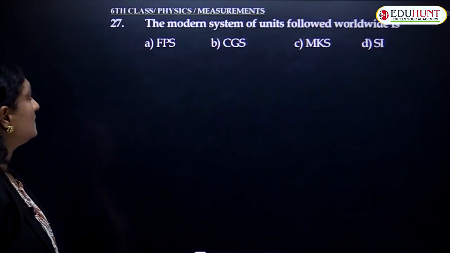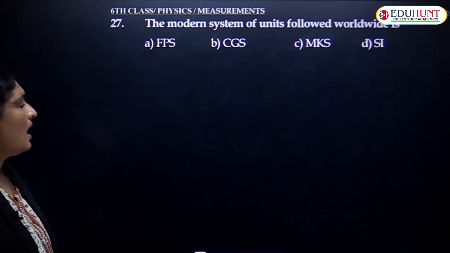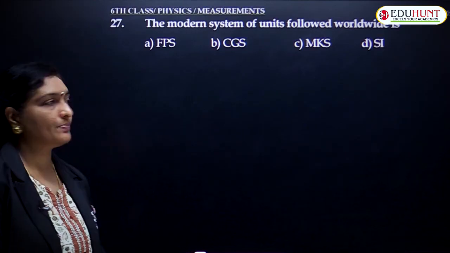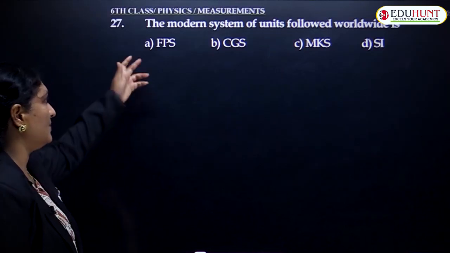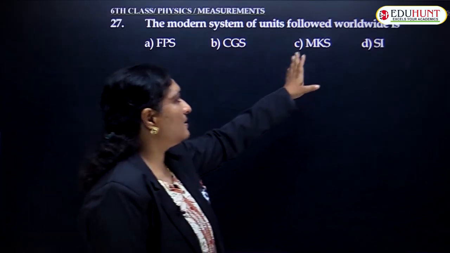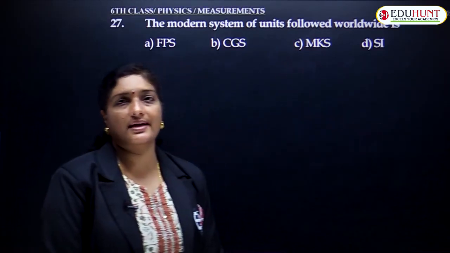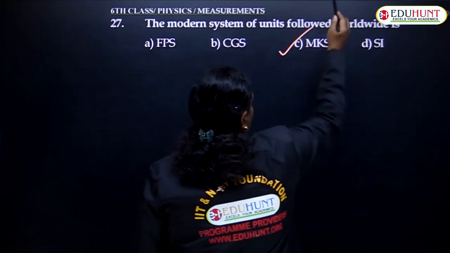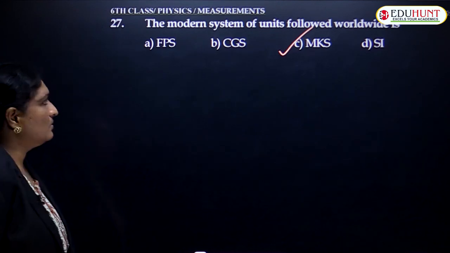Incorrect answer. Next, the modern system of units followed worldwide is. How many units are given here, children? FPS, CGS, MKS and SI. So, SI is the international system of units. In olden days, they used to have the FPS system, foot, pound, second. CGS, centimeter, gram, second. MKS, the modern system of units, that is meter, kilogram and second. SI is the international standard of units, which is used commonly. Among the four, the MKS is the modern system of units worldwide.